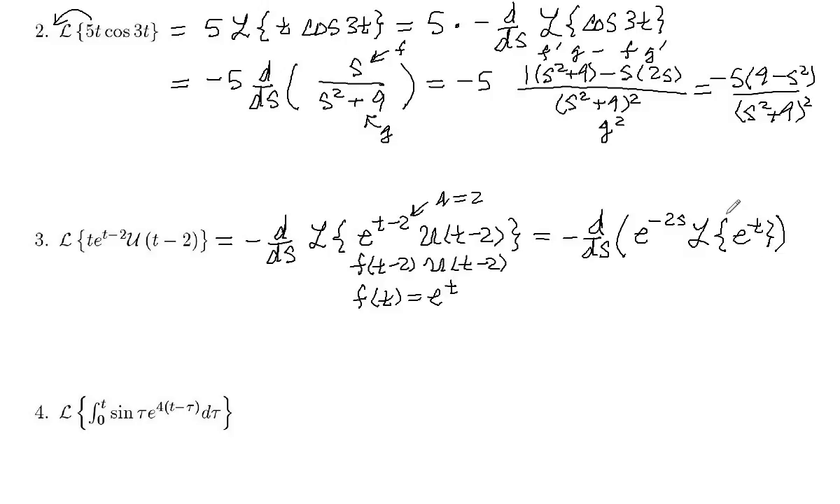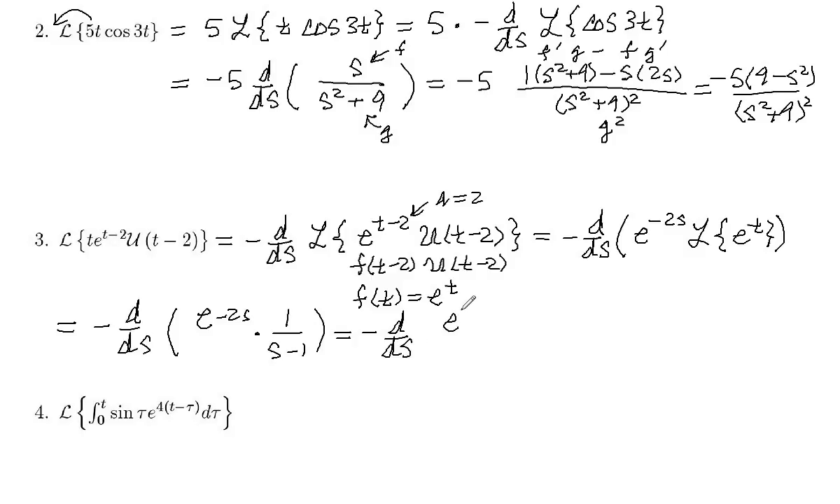So our f of t here, the unshifted function, is just going to be e to the t. Alright, so the transform of e to the t is 1 over s minus 1. So this is going to be the negative derivative with respect to s, and then we've got an e to the minus 2s times the transform of e to the t, 1 over s minus 1. And then we could write this as the negative derivative with respect to s of e to the minus 2s divided by s minus 1.